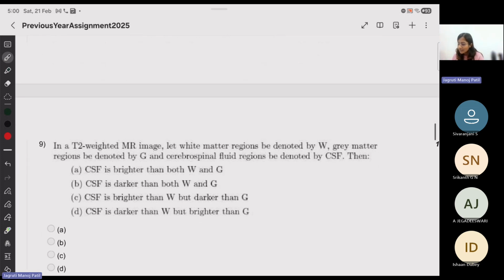Okay. Then you have a T2 weighted MR image. We have denoted white matter regions as W, gray as G, and CSF regions as CSF. Which one? In T2 weighted images, like we just looked at, how is CSF with respect to white and gray matter? It's brighter, because of more water content. Yeah, okay.